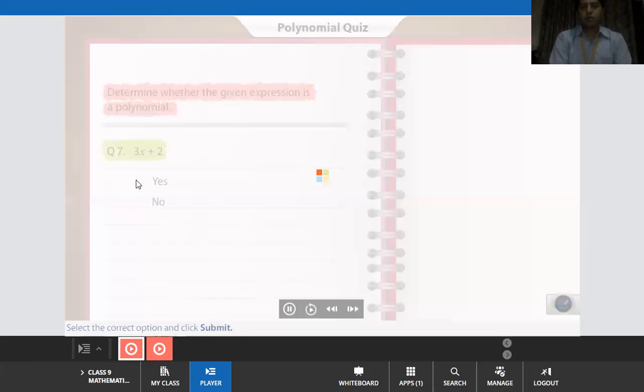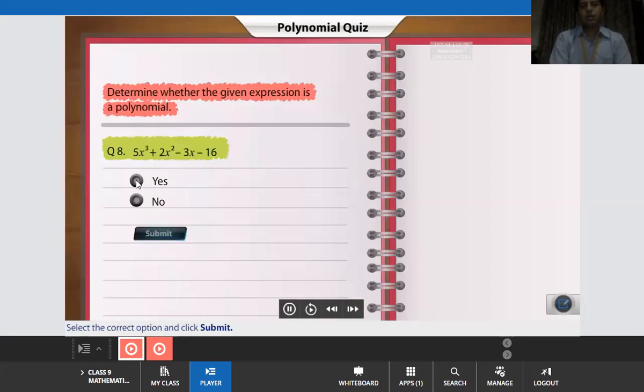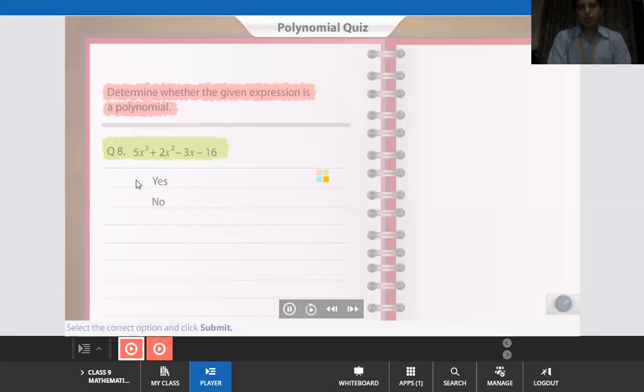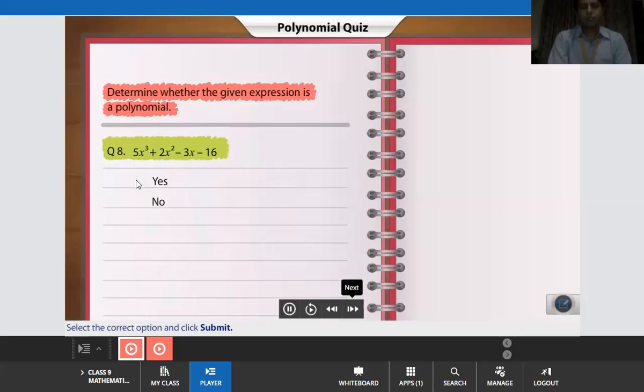Now question 8 is 5x cubed plus 2x square minus 3x minus 16. Select the correct option and click submit. So 5x cubed plus 2x square minus 3x minus 16, as the powers of all the terms are whole numbers only. In x cubed, 3 is a whole number; in 2x square, 2 is a whole number; in 3x, x raised to power 1 is a whole number; and minus 16 can be considered as minus 16 x raised to power 0, which is also a whole number. So this is a polynomial. If we submit.